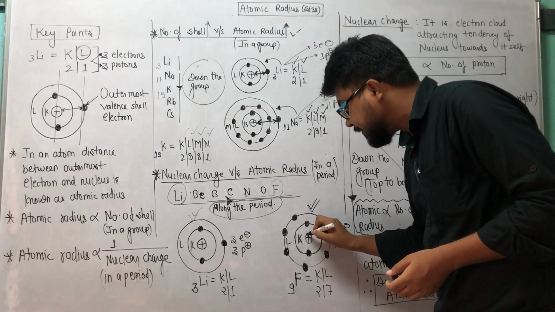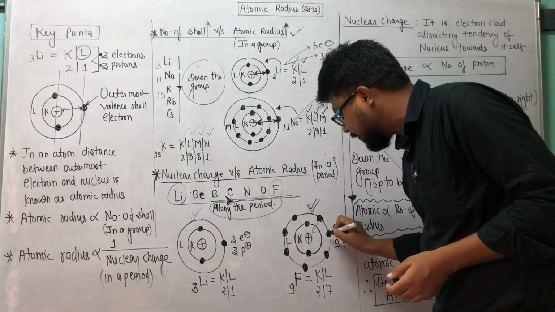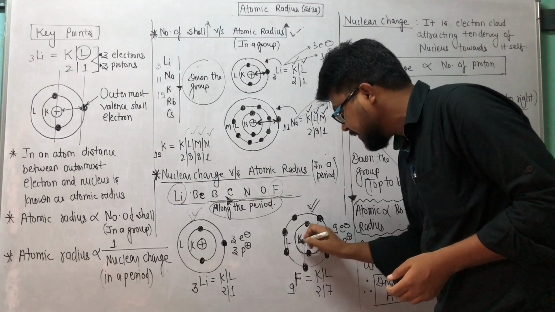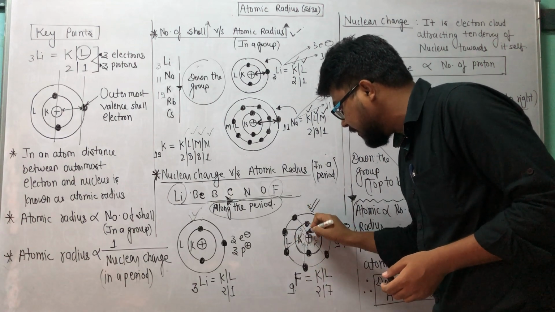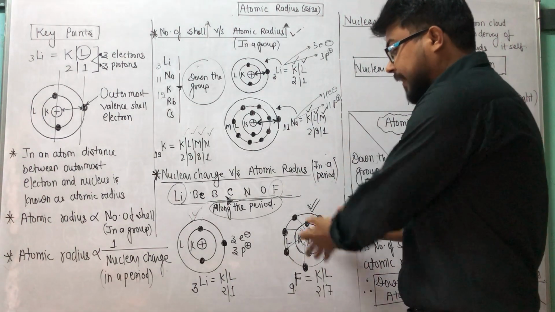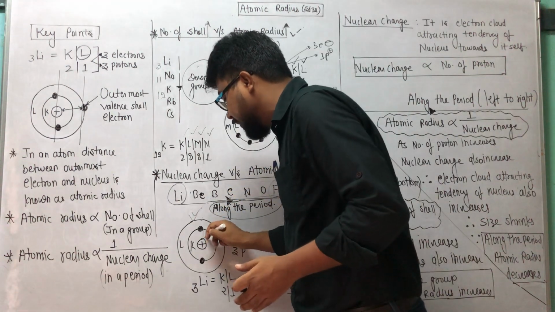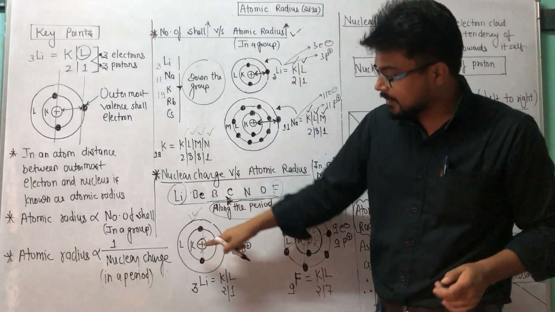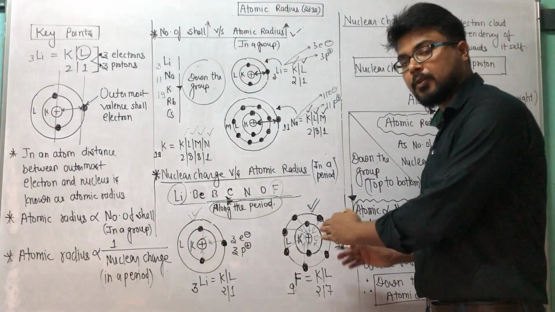This nucleus will attract the electron cloud that is revolving around it. It will attract all the electron cloud towards itself more effectively than this nucleus. Correct? Why is it so? Because it has fewer protons. Here the number of protons is more.